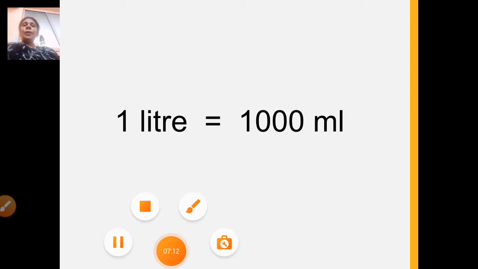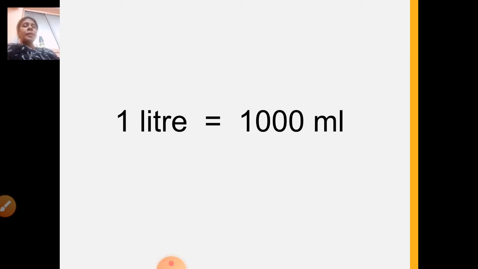Now 1 liter is 1000 milliliter. 1 liter is equal to 1000 milliliter. Children, remember this and repeat after me. 1 liter is equal to 1000 milliliter.